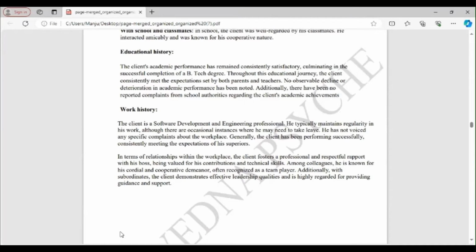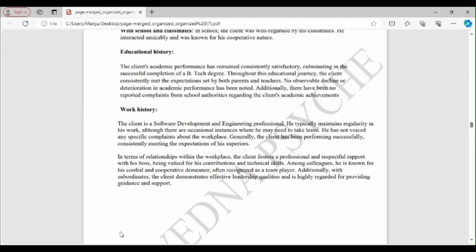Work history. The client is a software development and engineering professional. He typically maintains regularity in his work, although there are occasions where he may need to take leave. He had not voiced any specific complaints about the workplace. Generally, the client has been performing successfully, consistently meeting the expectations of his superiors.